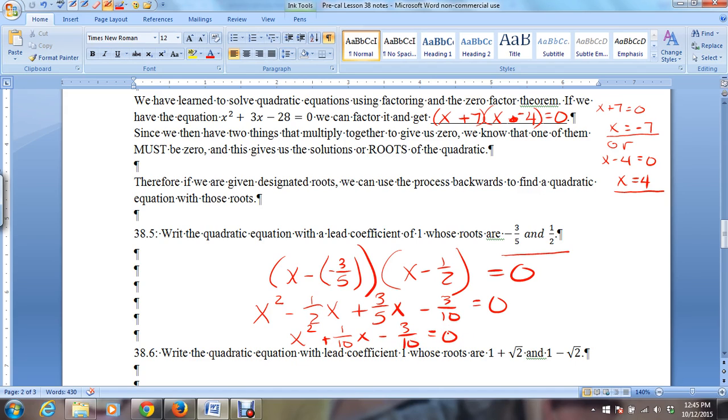So this is the quadratic equation whose solutions are negative 3/5 and 1/2. That's what they wanted me to do: write the quadratic equation with a lead coefficient of 1, which is what I have here, and the roots are negative 3/5 and 1/2. I ensured that by writing the factored form, so that if you put these two values in, you will get 0 for each factor, and that makes the quadratic equation that you want.